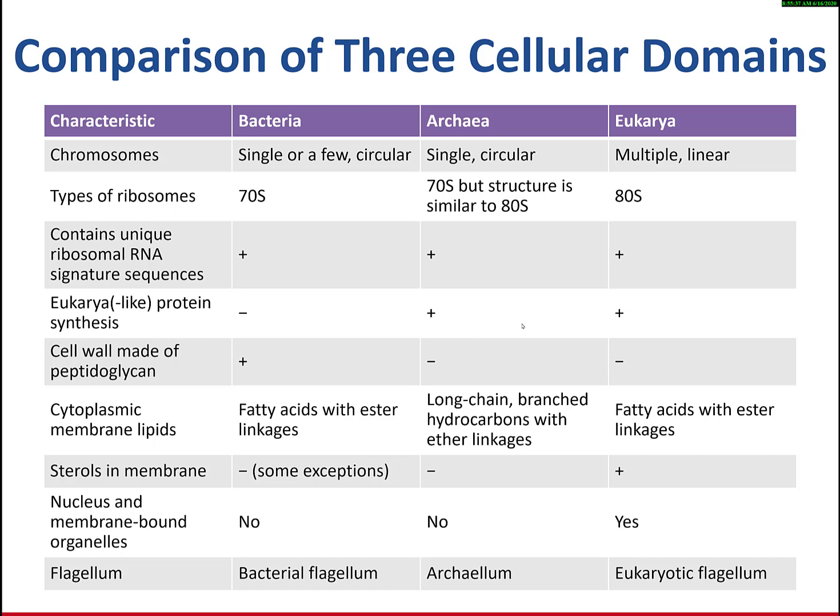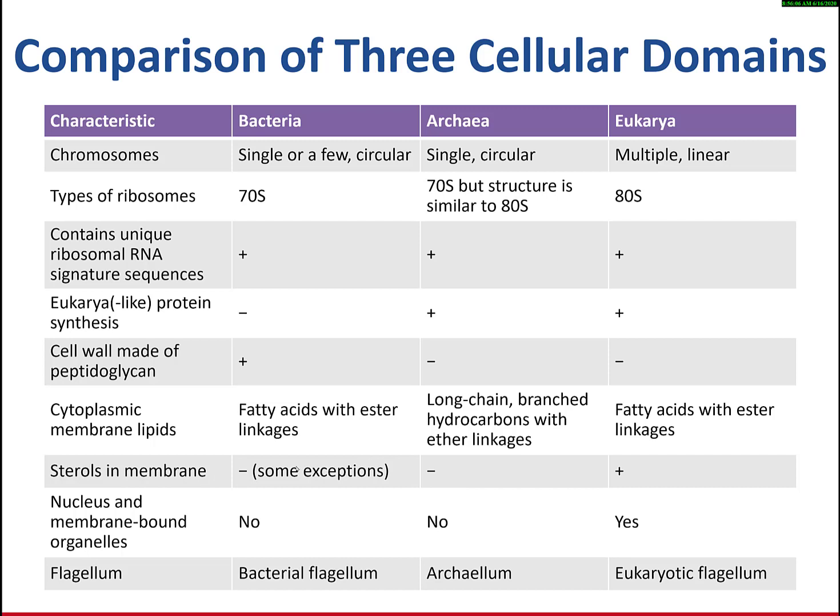It has methylation and various things that protect the DNA. Cell wall made of peptidoglycan. Well, the bacteria win that one. They are clearly the only ones that do that, that we know of. Cytoplasmic membrane lipids, fatty acids with esters, we see that in eukaryotes, and some different types for the archaea to survive in those temperature differences we talked about.